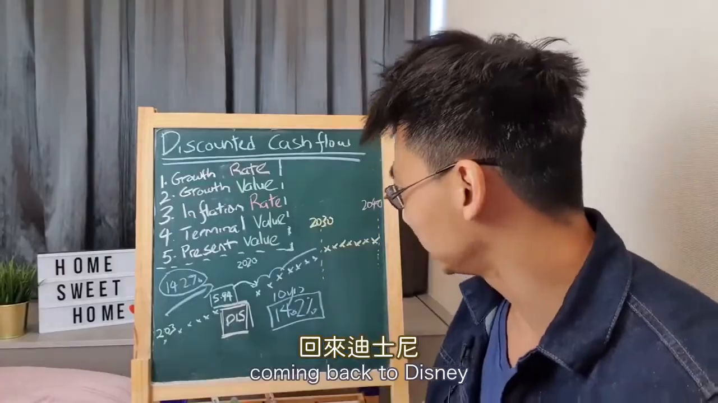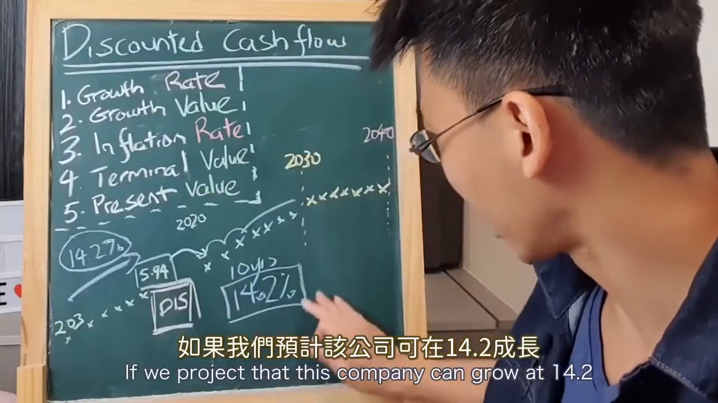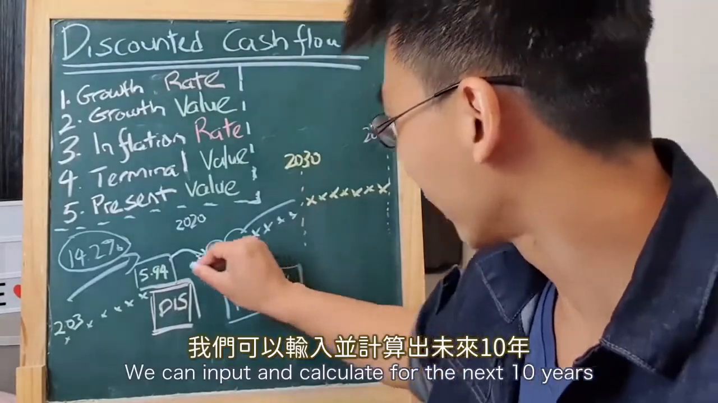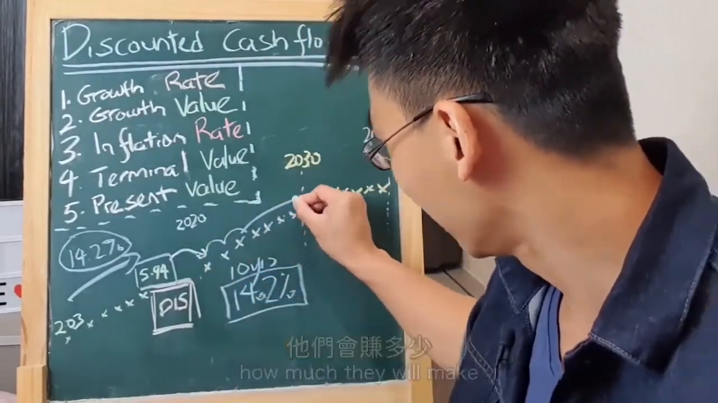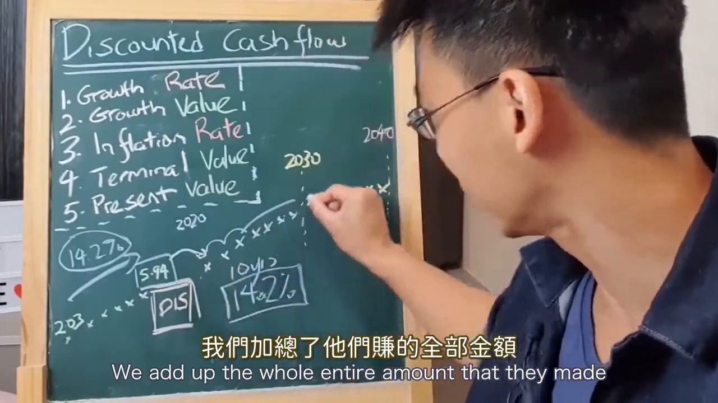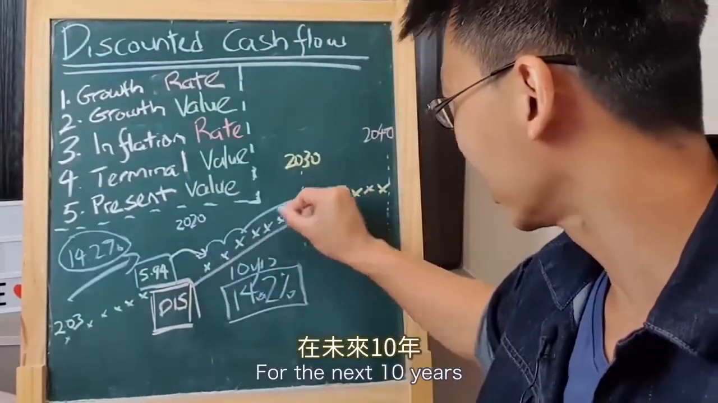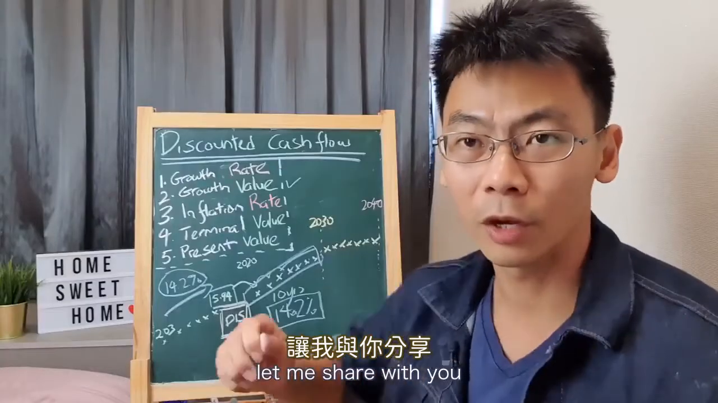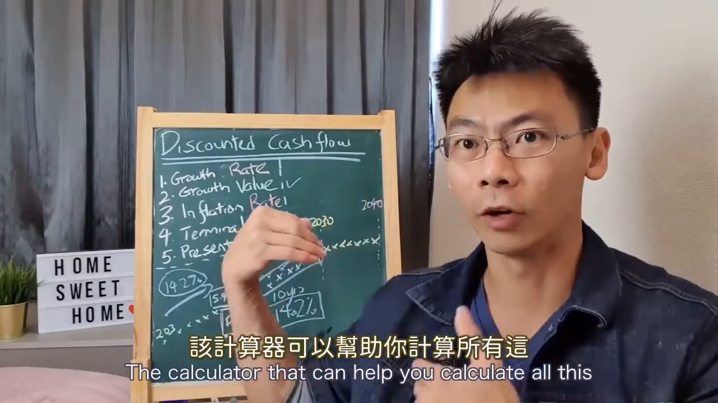Anyway, coming back to Disney, if we project that this company can grow at 14.2, what we will do is we can input and calculate for the next 10 years how much they will make. We add up the whole entire amount that they make for the next 10 years. This is what we call the growth value. So let me just share with you the calculator that can help you calculate all this.